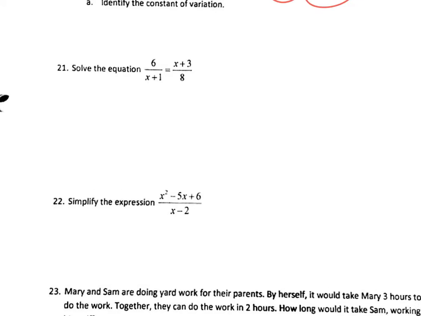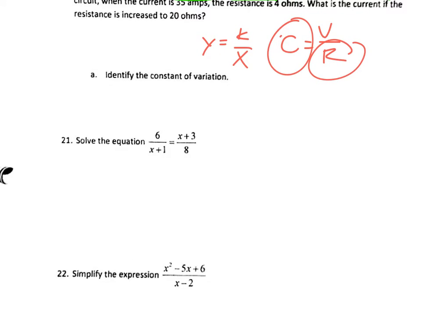Now for the next one, if you've got solving, there's a couple ways we could do this. We could make common denominators, or you could also do cross multiplication. If we did cross multiplication with these, 48 from 6 times 8 equals x plus 1 times x plus 3. So you'd have to multiply that out, probably factor it to get your answer.